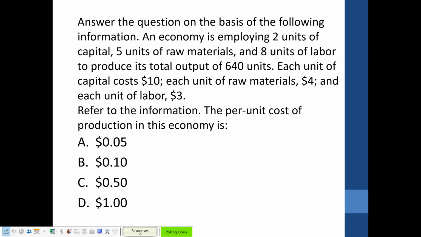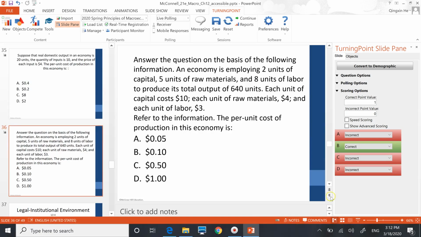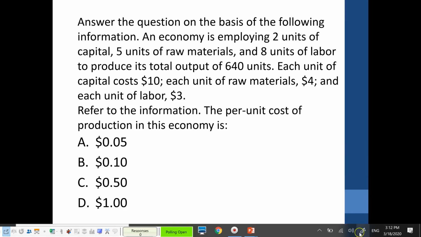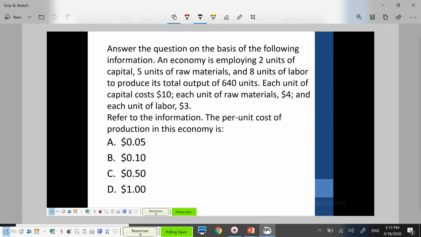Pause. All right, let's see what's the answer. The answer to this one is B as a boy. How is that? This one demands a bit more calculation, but it's really sharing the same gist with the last one. It's also asking you the per unit production cost.